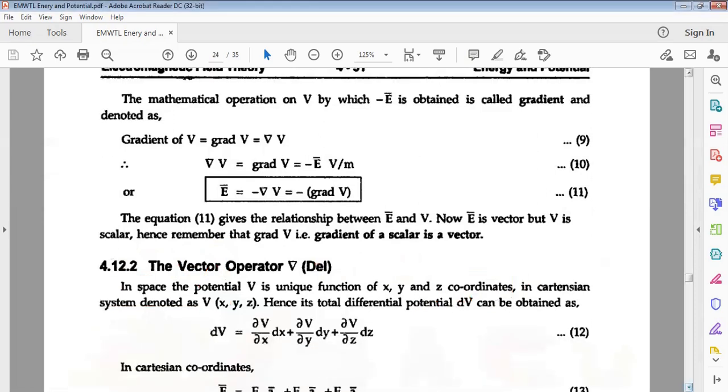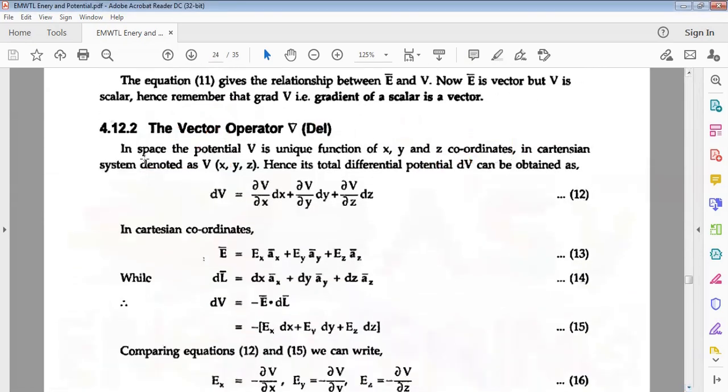Now the del operation. In space, the potential is a unique function of the x, y, and z coordinates in the Cartesian coordinate system. dV is equal to partial derivative dou V by dou x dx, plus dou V by dou y dy, plus dou V by dou z dz. In the Cartesian coordinate system, E bar is equal to Ex ax, Ey ay, and Ez az bar, and dl is dx, dy, and dz. We already know, my dear students.